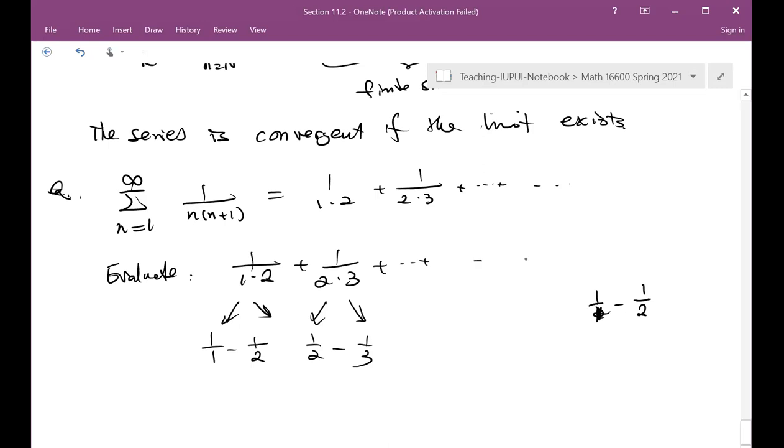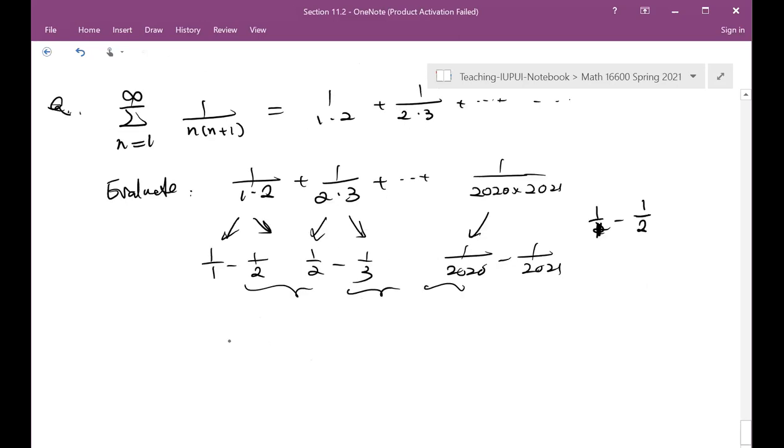And keep it going here, 2020 times 2021, right? It's separated as 1 over 2020 minus 1 over 2021. All the terms in the middle will be canceled out. So when you add them together, this just equals 1 over 1 minus 1 over 2021. If you combine them, 2021 minus 1, so it's 2020 over 2021.